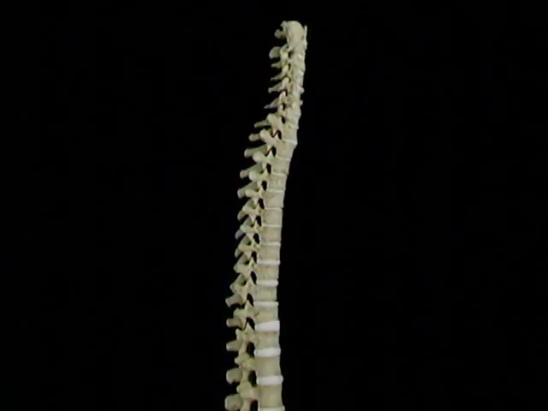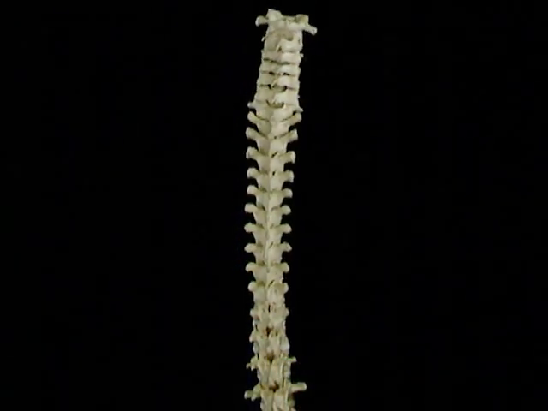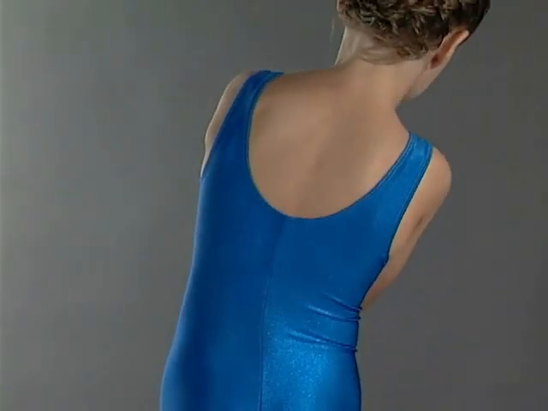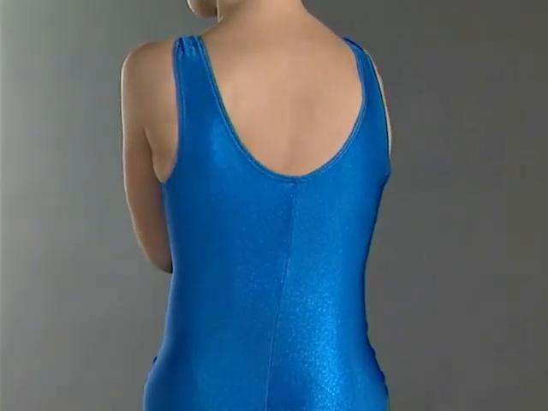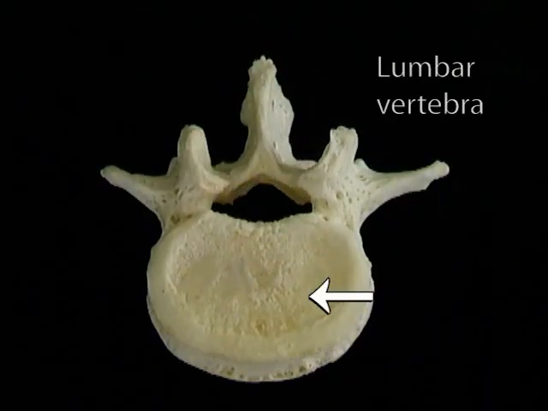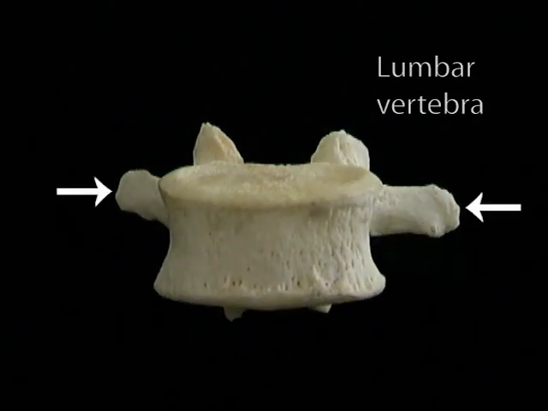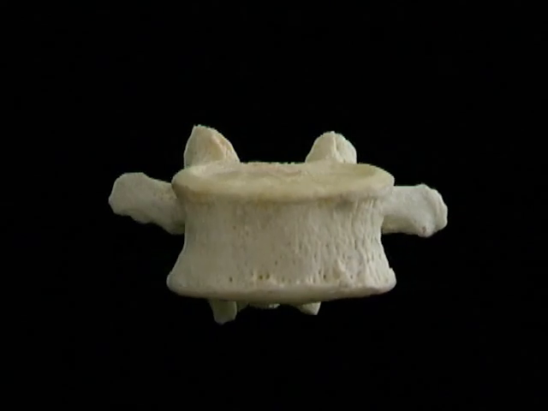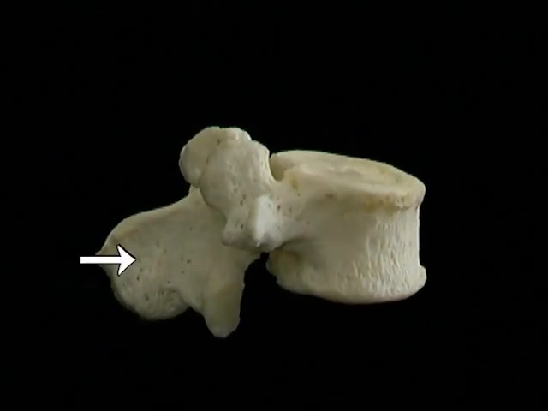The movements that are possible are small amounts of forward flexion, lateral flexion, and perhaps surprisingly, rotation. Now, we'll take a look at a lumbar vertebra. The body is massive. The transverse processes are small. The spinous process is broad and points almost straight backwards.